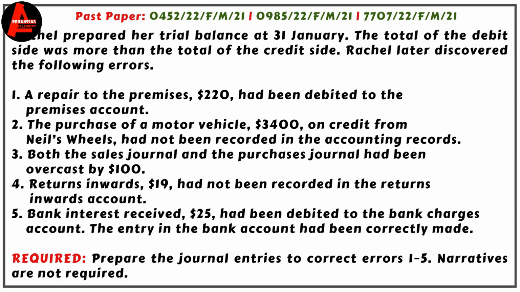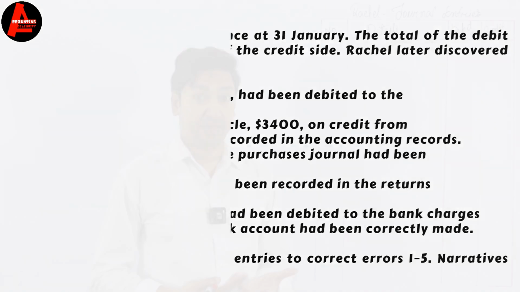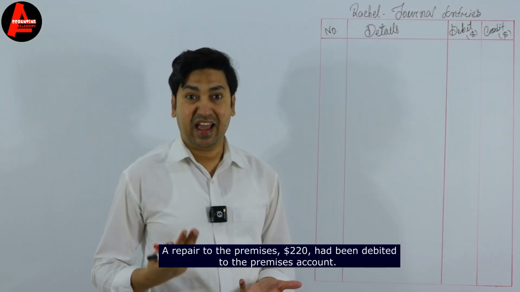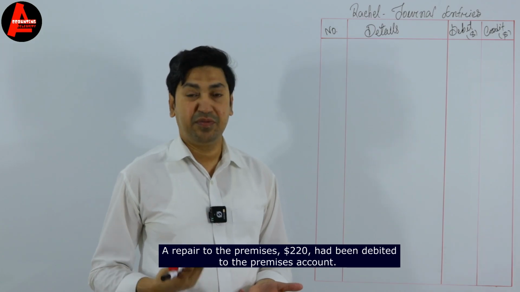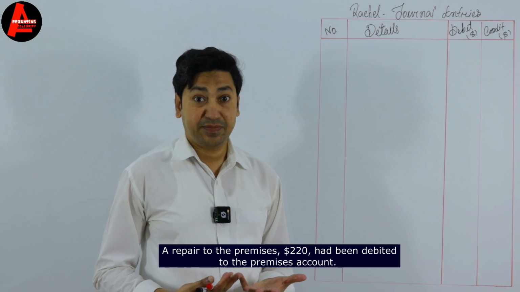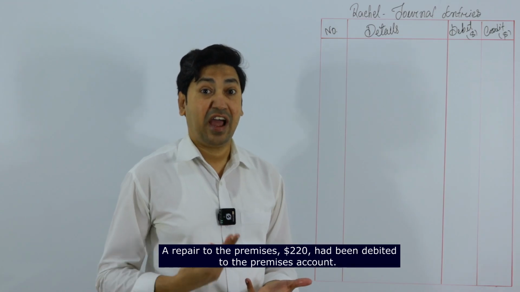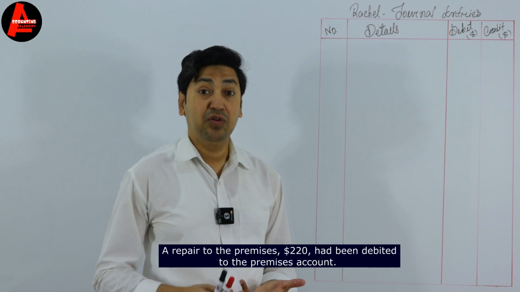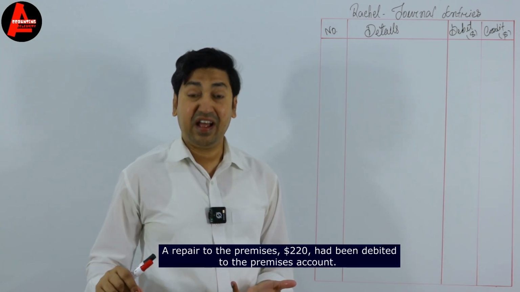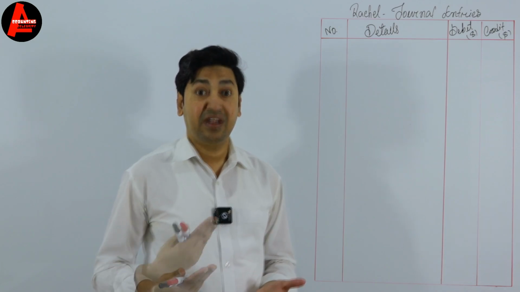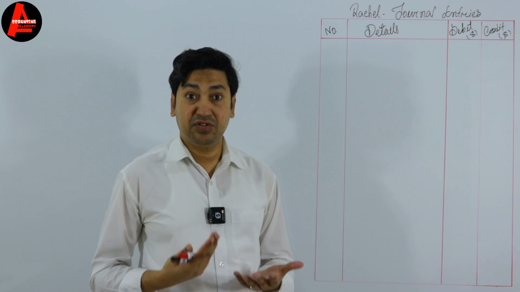A repair to the premises, $220, had been debited to the premises account. Premises is a non-current asset, and repairs of premises is a revenue expenditure. So this is an error of principle. That means an expense was considered as an asset. So repairs to premises is an expense. When expense increases, expense will be debited. But here mistakenly the premises account had been debited. So to rectify now, the premises account will be credited. And repairs to premises is a normal debit account, it is an expense. So expense will be debited.